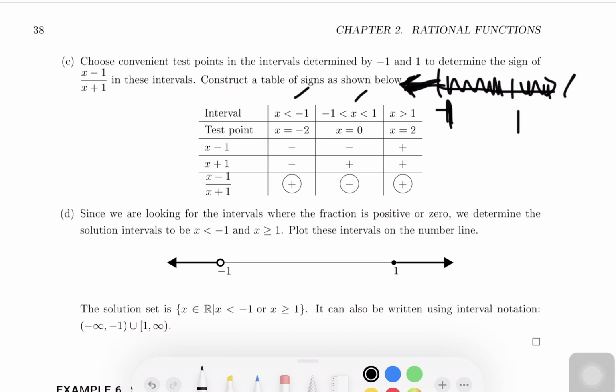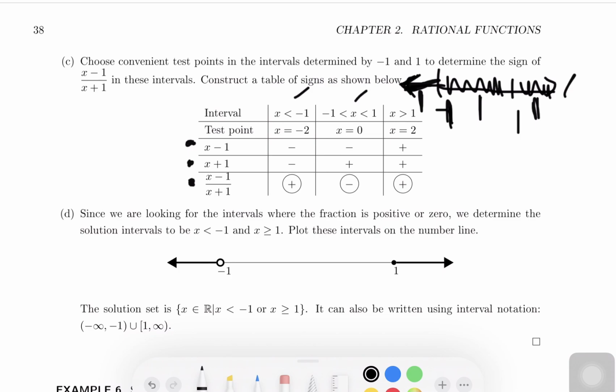Okay? The next step is the test point. You need to pick 1 point from each interval. So, in the first interval, I choose negative 2. In the second interval, we have 0. Then in the third interval, we have x equals 2. Then take note, we have x minus 1 and x plus 1 as our expressions, the numerator and denominator, and of course, this is our whole fraction.